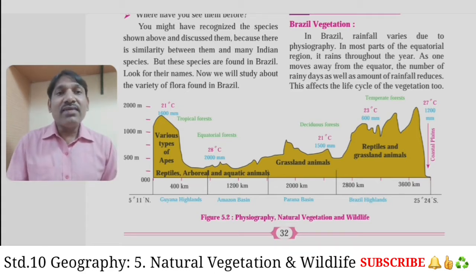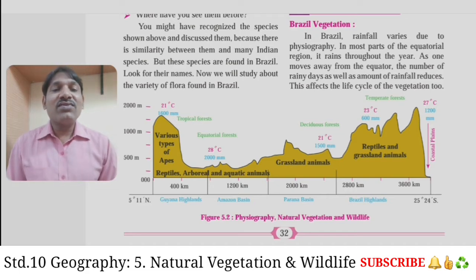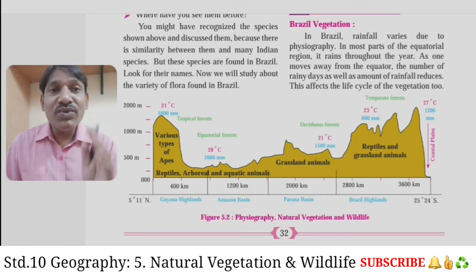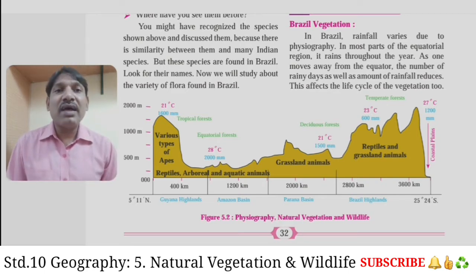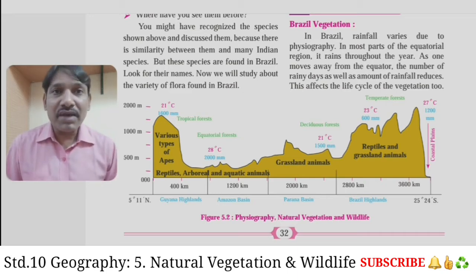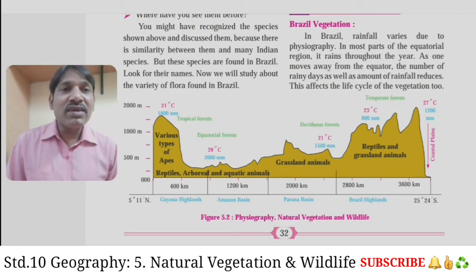Okay students, as earlier in the fourth chapter we studied the cross section figure of temperature and rainfall, now here we are going to study the physiography, natural vegetation and wildlife. So students, this figure 5.2 is related to Brazil's vegetation. Okay students, so this is the cross section figure of Brazil. So let's try to understand what the figure tells us.